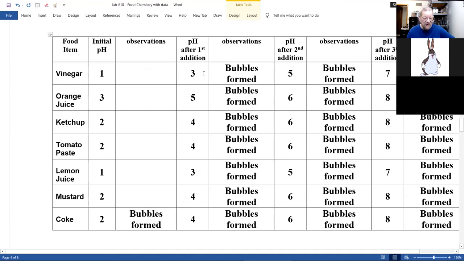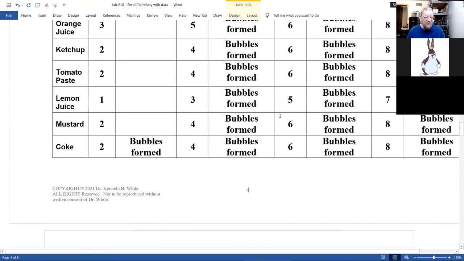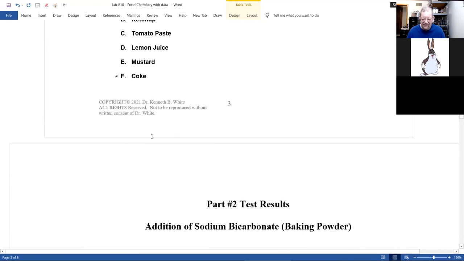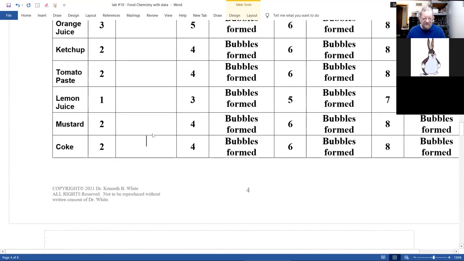And the pH increased to 3. Second addition, bubbles form, pH to 7. And then the third addition, pH stays at 7. You'll see bubbles form in Coca-Cola, and the pH goes up and up and up. Now, that's sodium bicarbonate. It's a base.